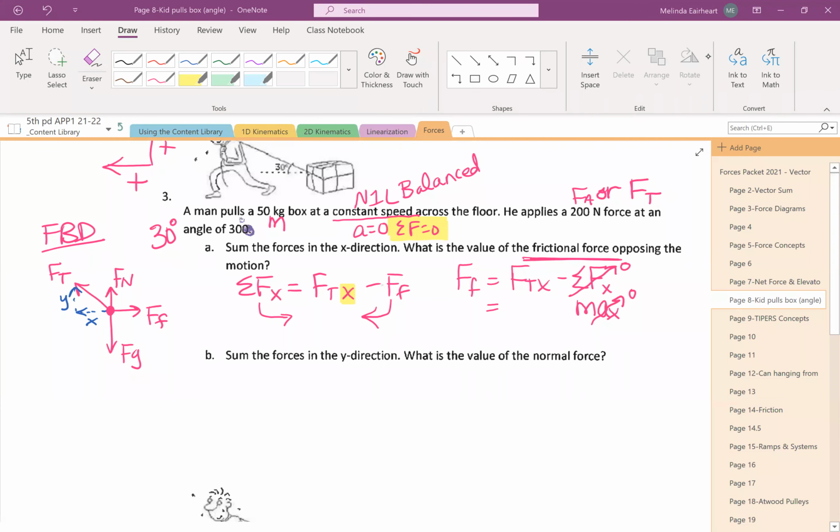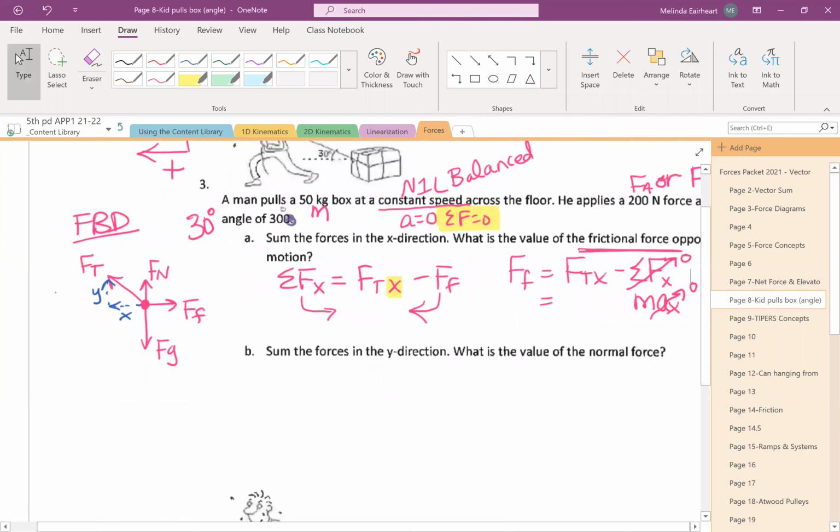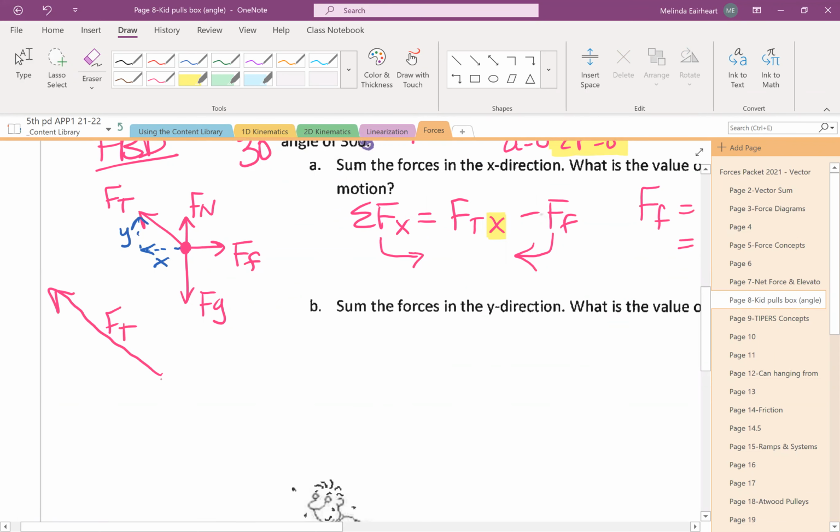Okay, so F net zeroes out. Force of friction is going to equal not tension, not 200, but the x component. So we have not found the x component yet. And maybe you see the triangle there. Maybe we zoom in on that tension force. I like to draw it bigger. So it has an x component and a y component, and there's our angle.